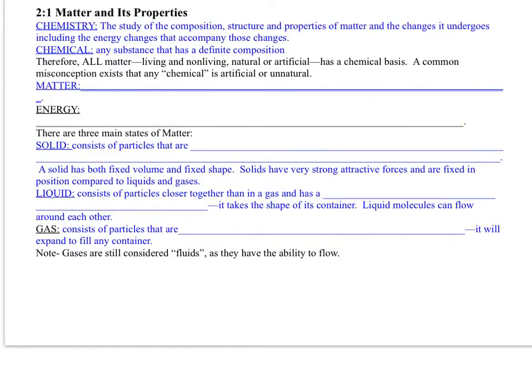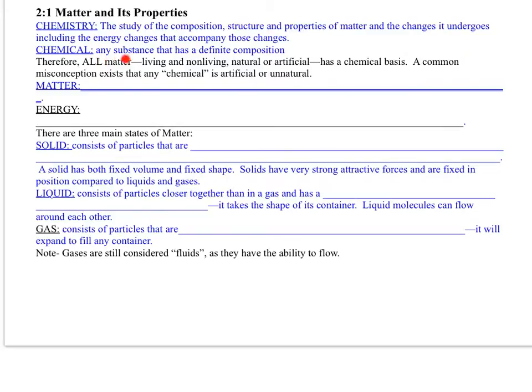Our first section is matter and its properties. You know most of this, but it's good for us to review, and it's good for you to write the definitions and the important words out so you can become experts in this area. Chemistry is the study of the composition, structure, and properties of matter and the changes it undergoes. That's very important. A lot of chemistry is the study of change, including energy changes that accompany those.